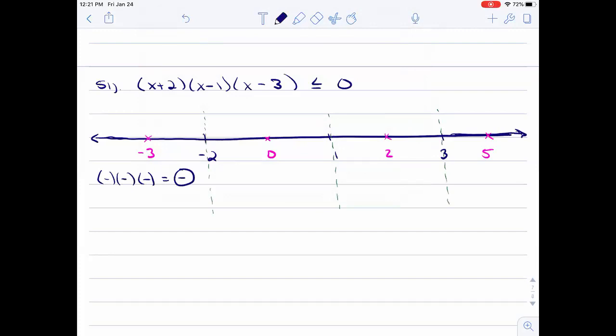0 plus 2, I can tell right away is going to be positive. 0 minus 1, I can tell right away is going to be negative. And 0 minus 3, I can tell is going to be negative. A positive times a negative times a negative is going to be positive. Doing the same thing with 2. 2 plus 2 is positive. 2 minus 1 is positive. 2 minus 3 is negative. So overall, I get a negative value, right? Positive times a positive times a negative.